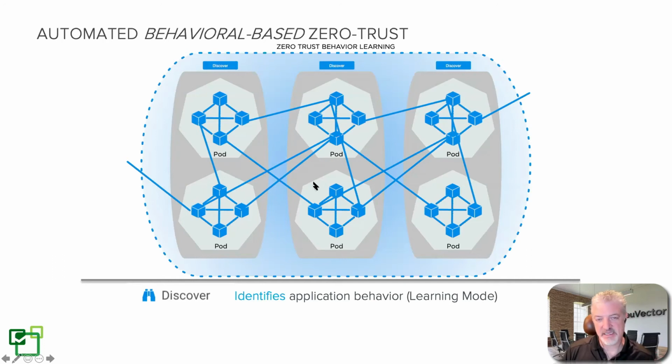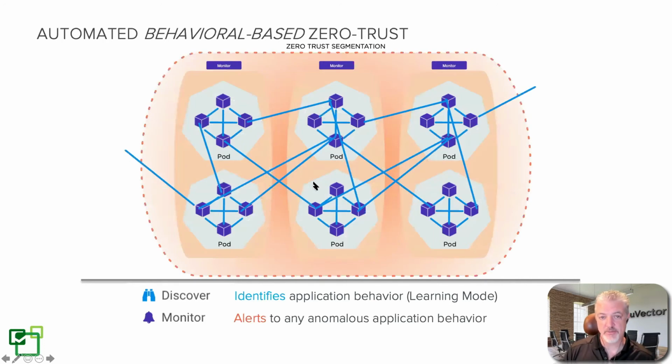Then with a click of a button, we can move to monitor mode, which turns off the learning and turns on basically zero trust segmentation, right? We've learned your behavior. We do this both at a network and process level. So it's not just the network egress, we can do it at process as well. And then this zero trust segmentation is based on that behavior. So it's automated. We can build the rules automatically, and then we can alert you. So anytime we see something that wasn't your behavior, you'll get alerts on that.